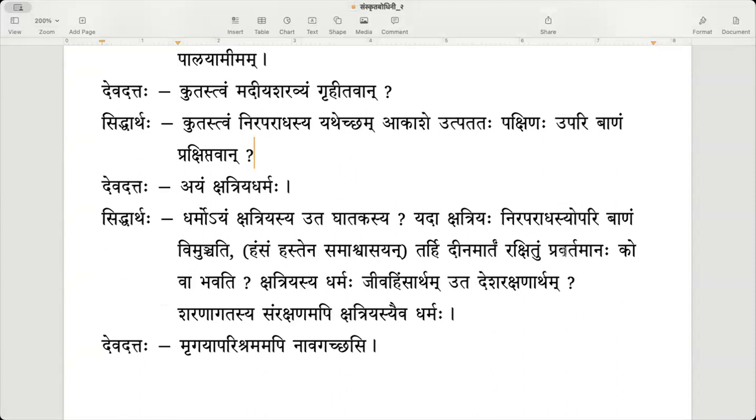Kutastvam niraparadhasya yathecham akashe utpatatah pakshinah upari banam prakshiptavan. Why did you strike the bird which was freely flying as it desired in the sky with an arrow? Niraparadhasya, faultless. Yathecham goes with utpatataha, that which was flying freely in the sky as it desired. Tasya pakshinaha upari, on top of that bird, or you just hit that bird.